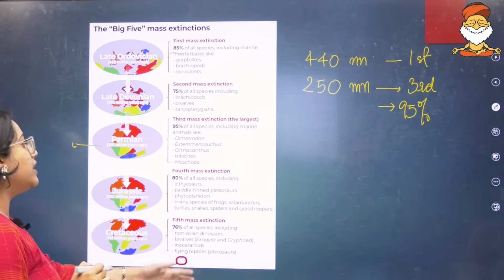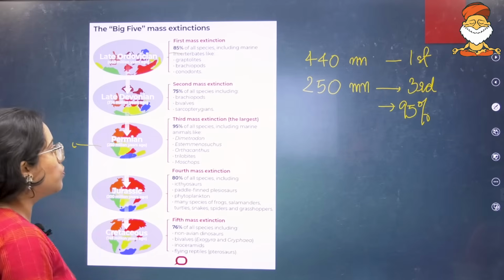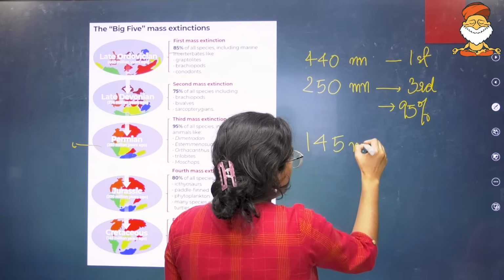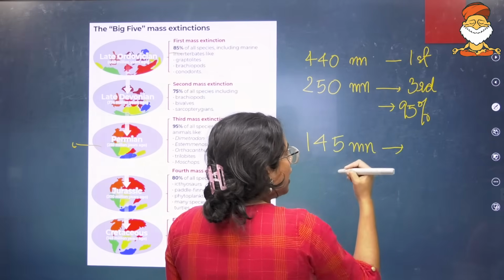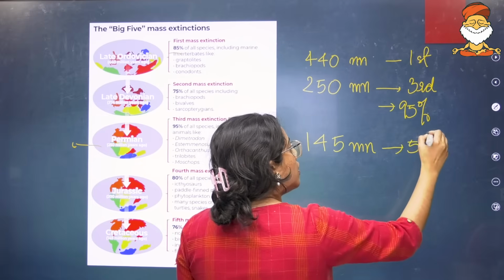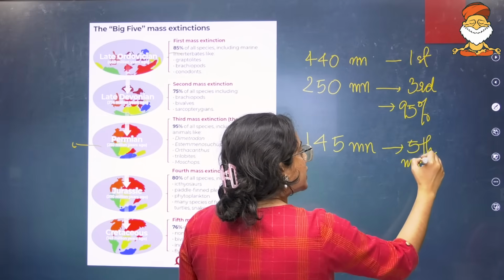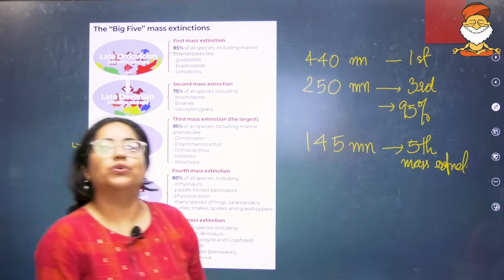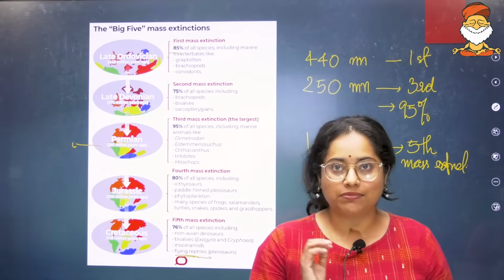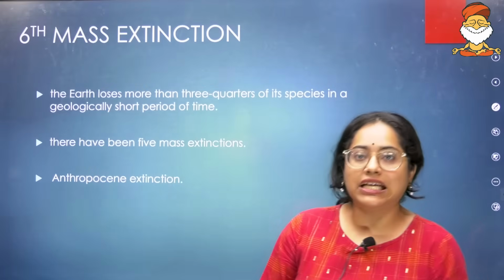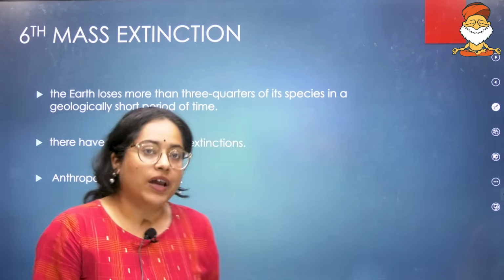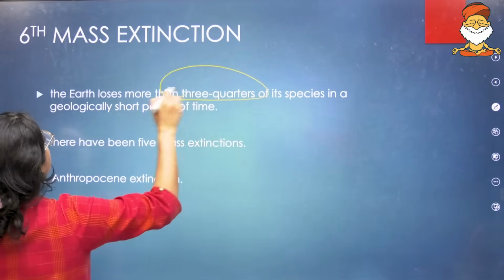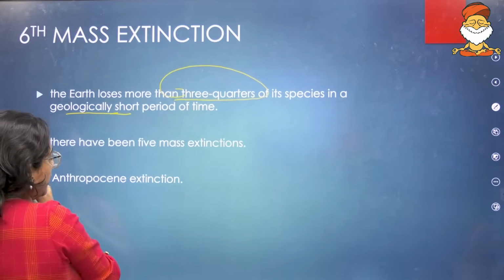Then the very recent mass extinction that you've had was just 145 million years ago, and that was your 5th mass extinction. So now what has happened is, after all of these mass extinctions, right now we are looking at the 6th mass extinction, where we are expecting the Earth will lose more than 3/4 of its species in a very short period of time.